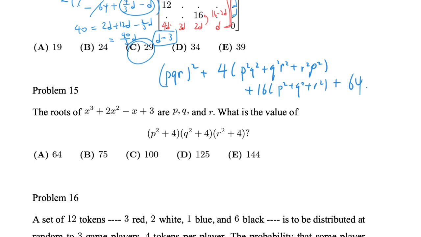So then you also know that PQR is 3, PQ plus QR plus RP is 1, and sorry, they're all negative, and P plus Q plus R is negative 2. So you get this information. So like this one you can already know is 9, right? And this is actually also fairly easy.